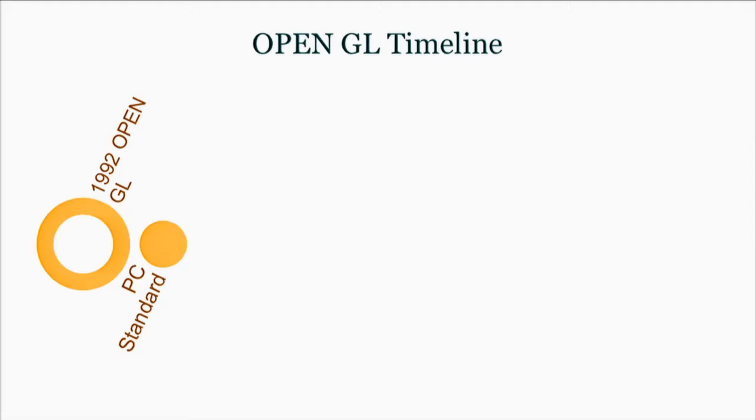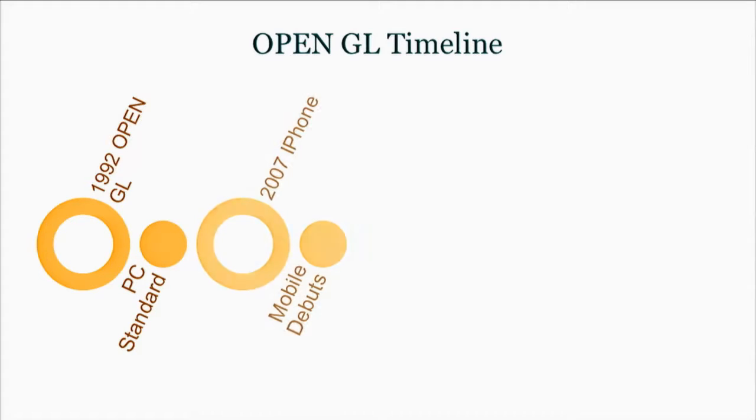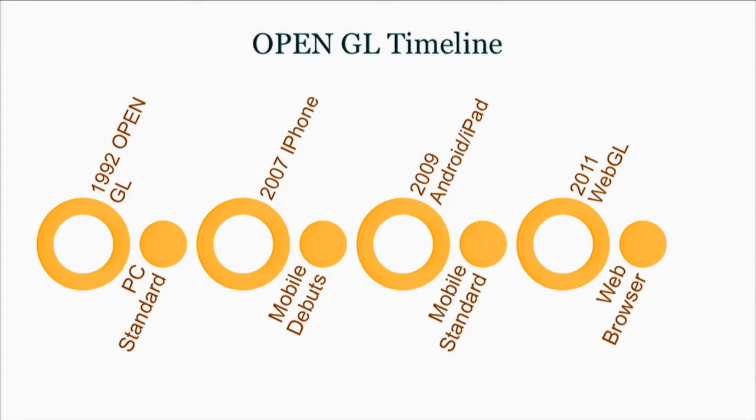But we were still on console and PC. So in 2007, the iPhone was released and quickly adopted OpenGL as its standard. That started to open up 3D and 3D visualization on mobile. And then in 2009, Android added support for OpenGL, the iPad came out, and suddenly you could use 3D on any mobile device.